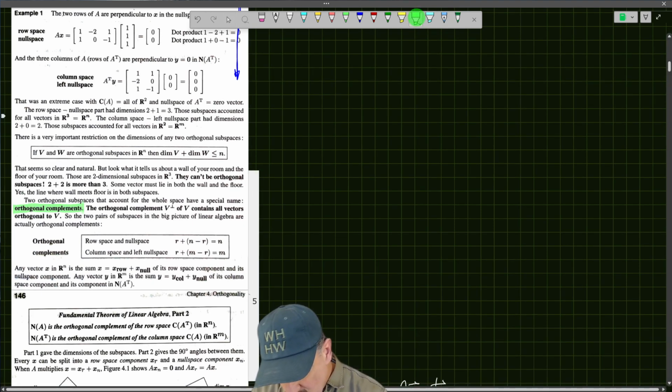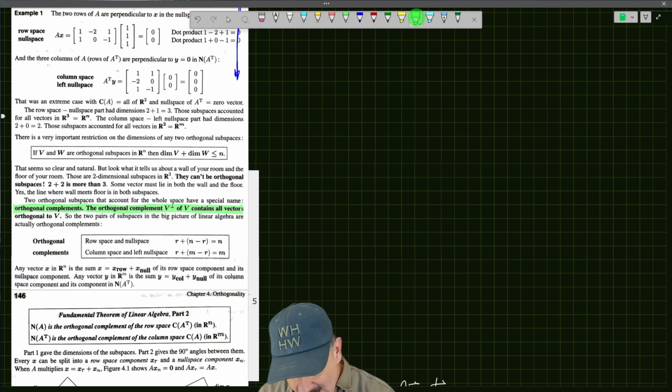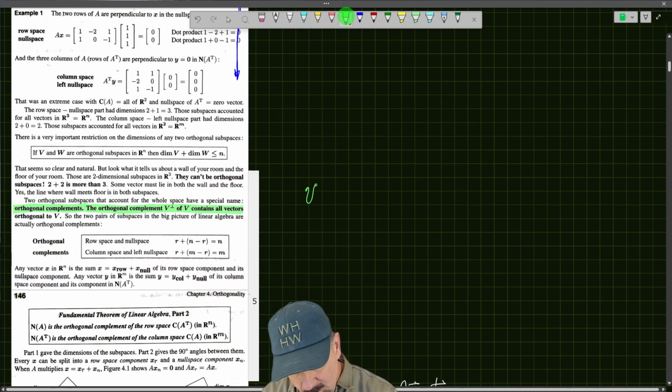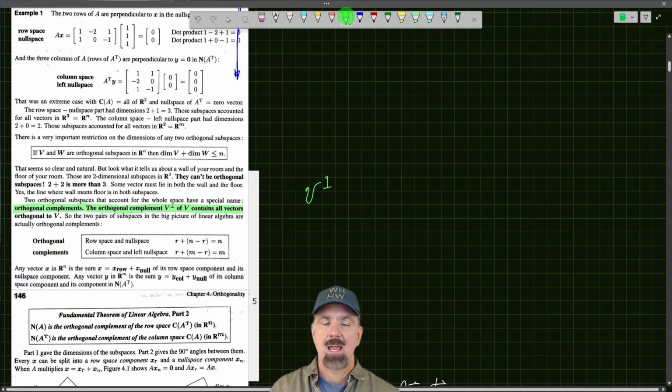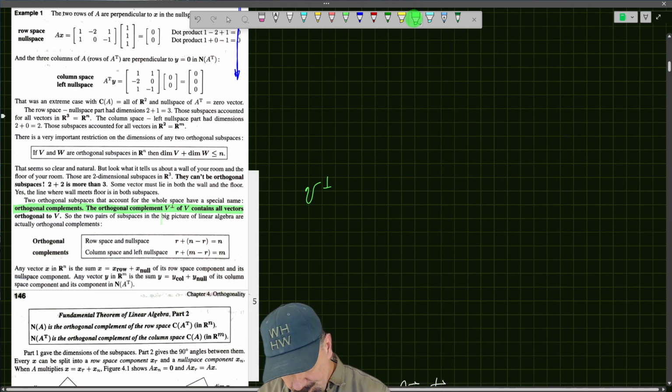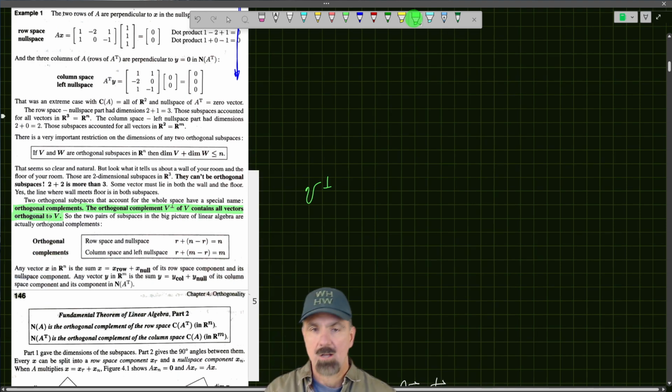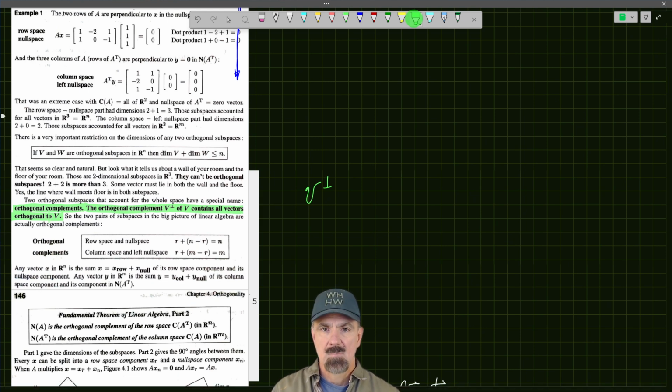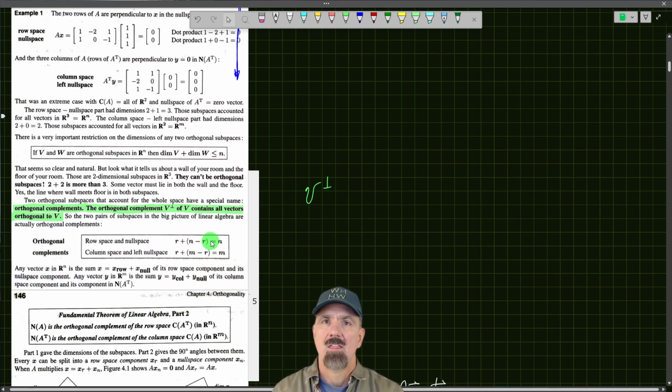This is another really important idea. The orthogonal complement is written as the script V with a perpendicular superscript, and it contains all the vectors that are orthogonal to V. So every vector that's in the orthogonal complement is in the set of vectors that are orthogonal.